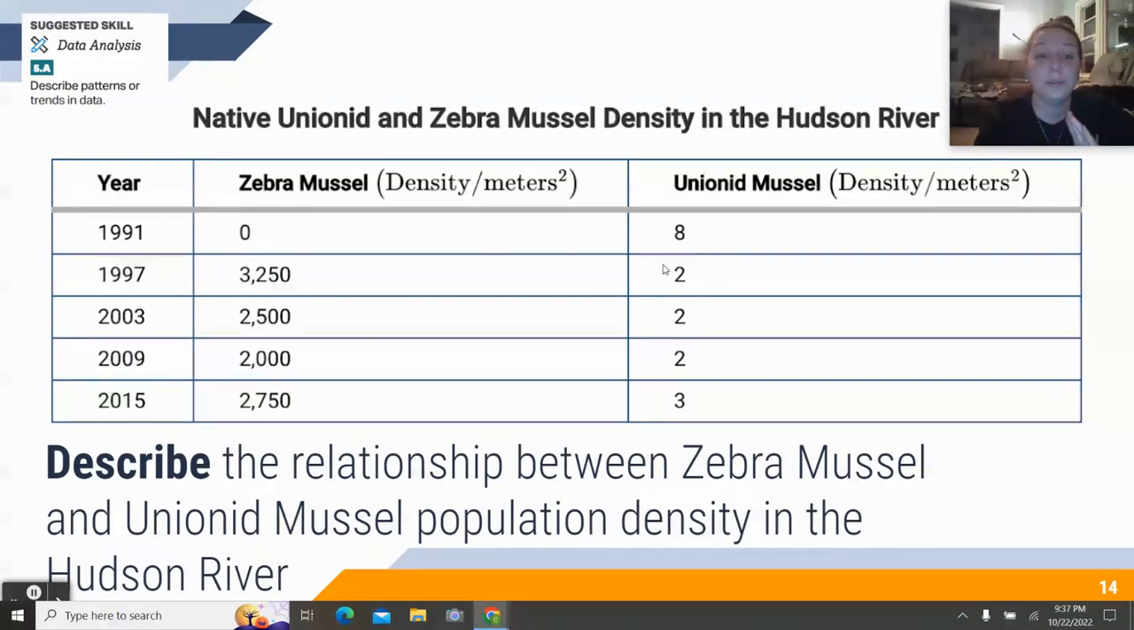You always need to use data, okay? If they give you a data table, cite the data. They're not giving it to you for no reason. So use that to support your answer.